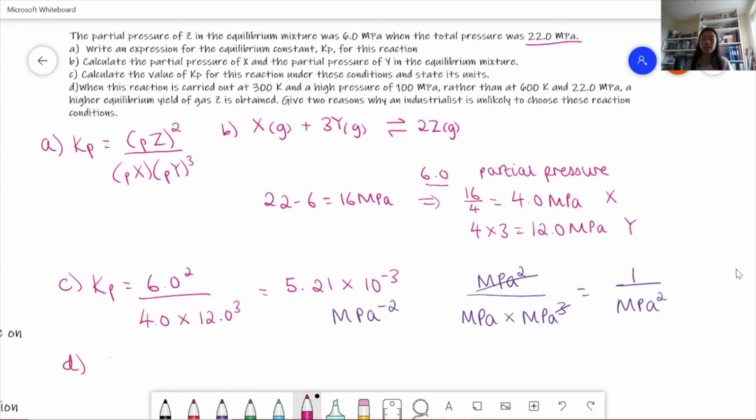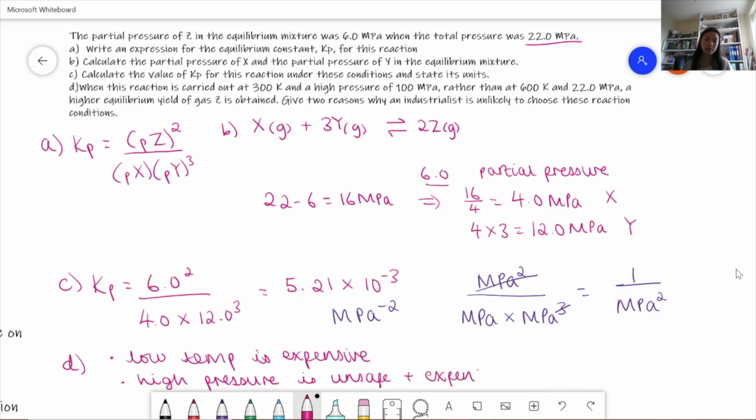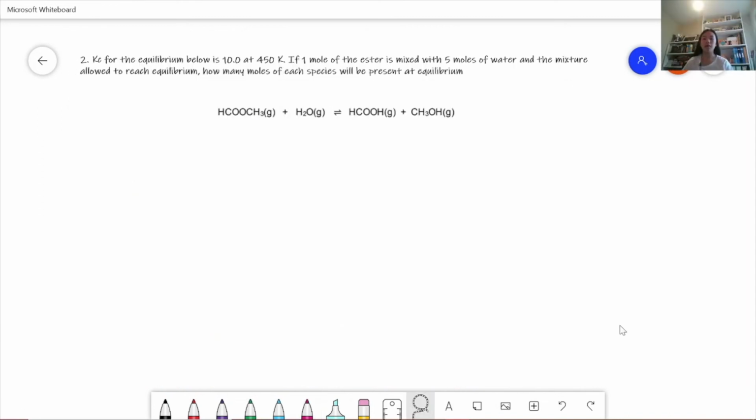So the answers are that a low temperature is expensive and a high pressure is unsafe and expensive. And for the temperature, you can also put low rate of reaction or slow rate of reaction. Before we move on to the second question, feel free to click off the video and try it for yourself first.